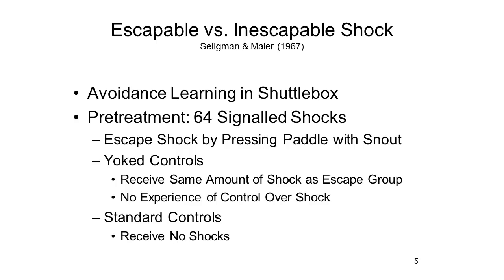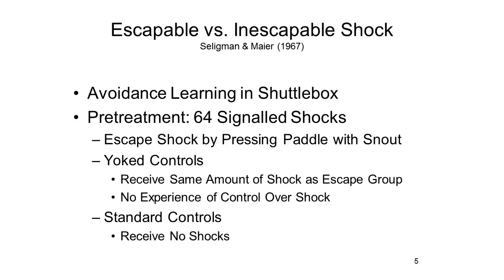Here are the details of their very first experiment by Seligman and Maier. Again, all the animals received avoidance training in the shuttle box situation. But before being placed in the shuttle box, they were given a pretreatment of 64 signaled shocks. That is, 64 shocks that were each preceded by a tone-conditioned stimulus. Some of the animals were actually able to escape the shock by pressing a paddle with their snouts.